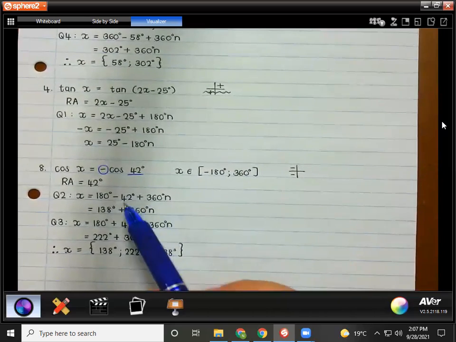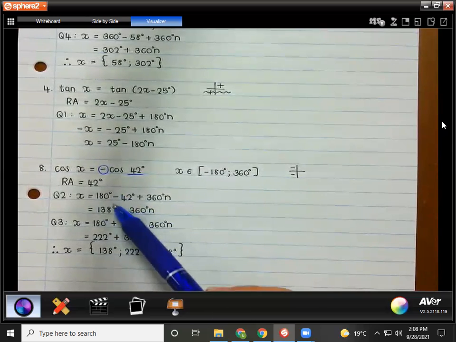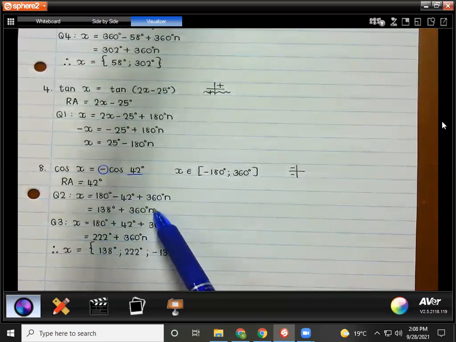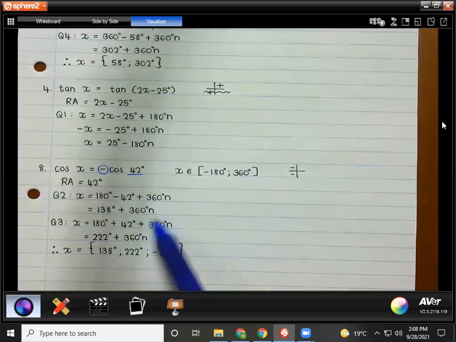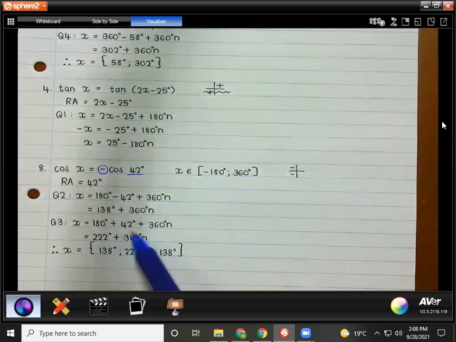So I only found 3. Did anyone find more than 3? Was it just the 3? So I just made n equal to 0 in both of them. Then I got 138 and 222. If you made n equal to 1 here, and in that one, it would have given you values that are bigger than 360. So 1 didn't work. If you made n equal to -1 here, it would have given you a value that's smaller than negative 180. But it did work if you made n equal to -1 here. Then you got negative 138.